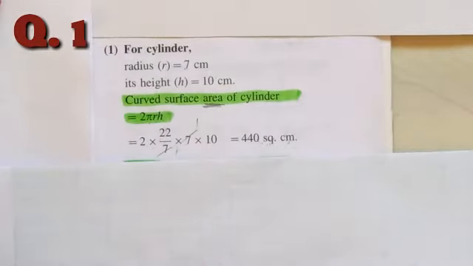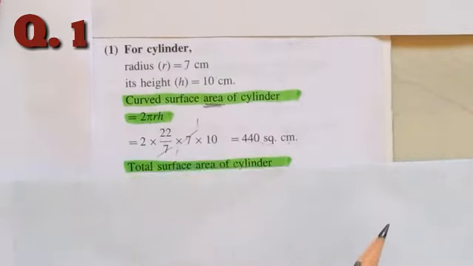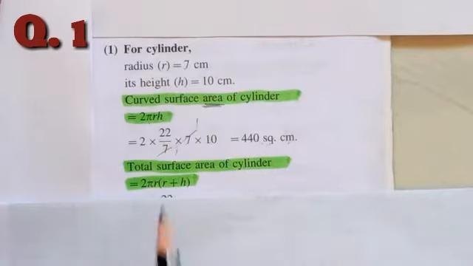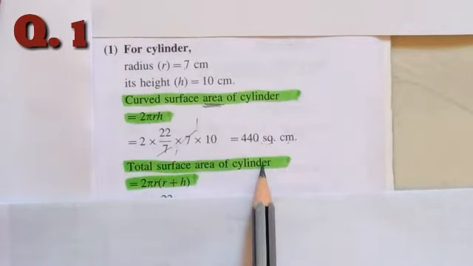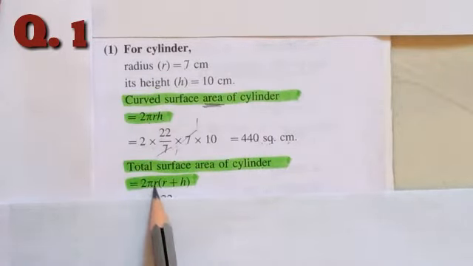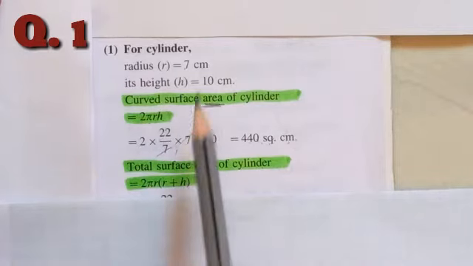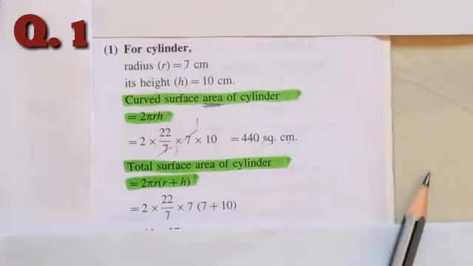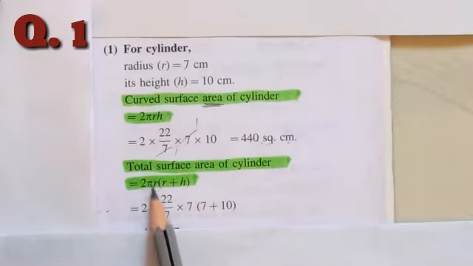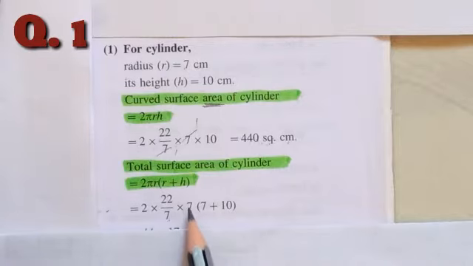Now students, here we have to find out the total surface area. So let's write the formula. Total surface area of cylinder is equal to 2 pi r into bracket r plus h, bracket complete. Let's put the values here. 2 multiply with pi's value, 22 upon 7, r is 7, into bracket r plus h, 7 plus 10, bracket complete.